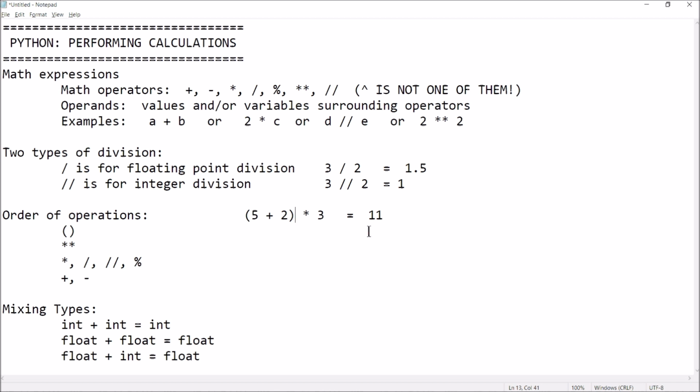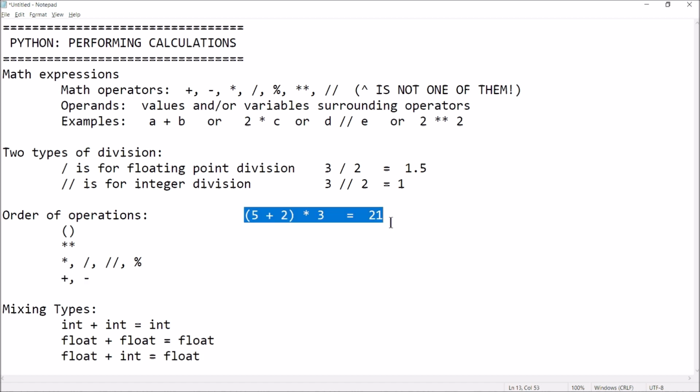And then we do the multiplication times 3. So in that case, the answer is 21, right? So parentheses goes first, then exponentiation, right? And then you've got your multiplication and your types of division, and then finally your addition and subtraction, okay?